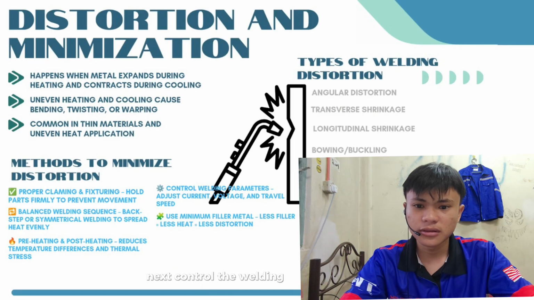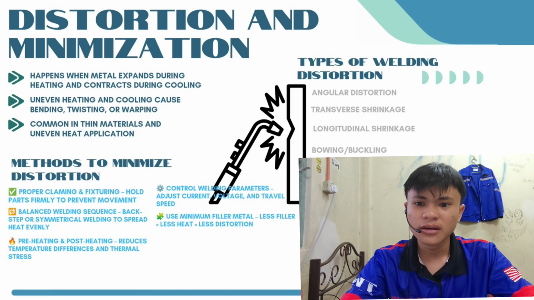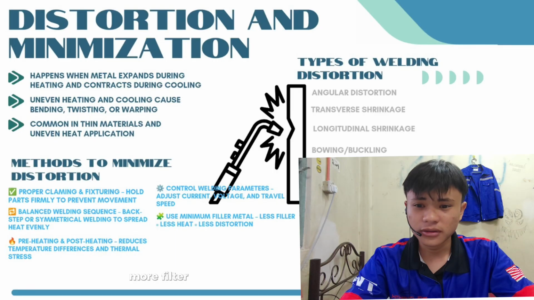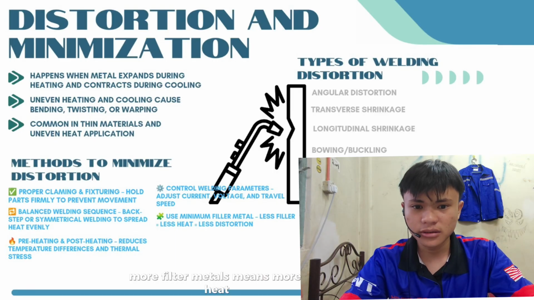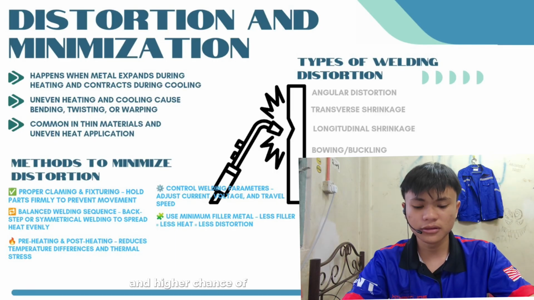Next, control the welding parameters, such as current, voltage, and travel speed, to avoid excessive heat input that can cause distortion. And finally, try to use the minimum amount of filler metal needed for the weld, since more filler metal means more heat and a higher chance of distortion.